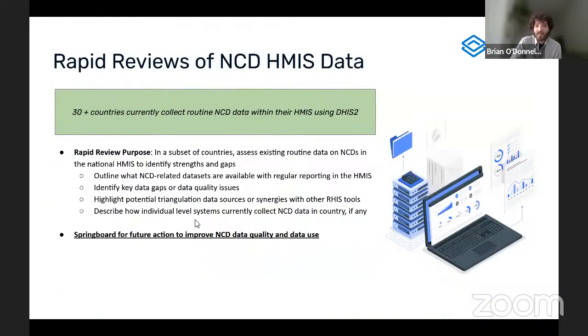So that brings us to today's discussion and where this has all started. From a landscape analysis of the HIS Center, we've seen that at least 30 countries have integrated NCD data into their national HMIS system. To support this further, we wanted to first undertake some rapid NCD data review of a select country HMIS. Let's see what's out there and what the data gaps are, and really use that as a springboard to improve NCD quality and data use.